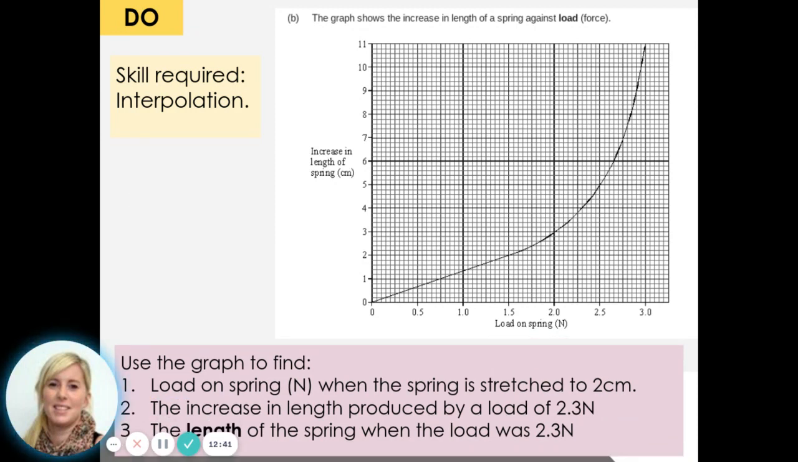For number 2, the increase in length produced by a load of 2.3 newtons. So for this one, you have to find 2.3 on the x-axis, so along the bottom, follow it up, meet the line, and then take that line towards the left and find the increase in the length of the spring.